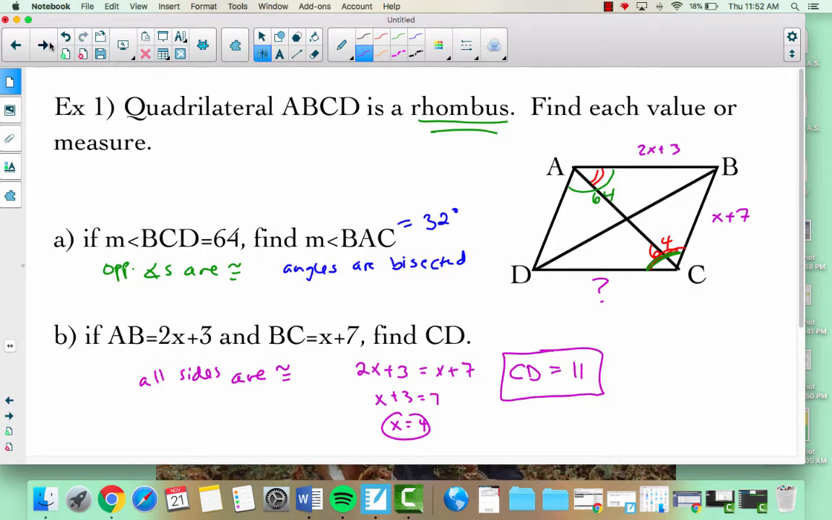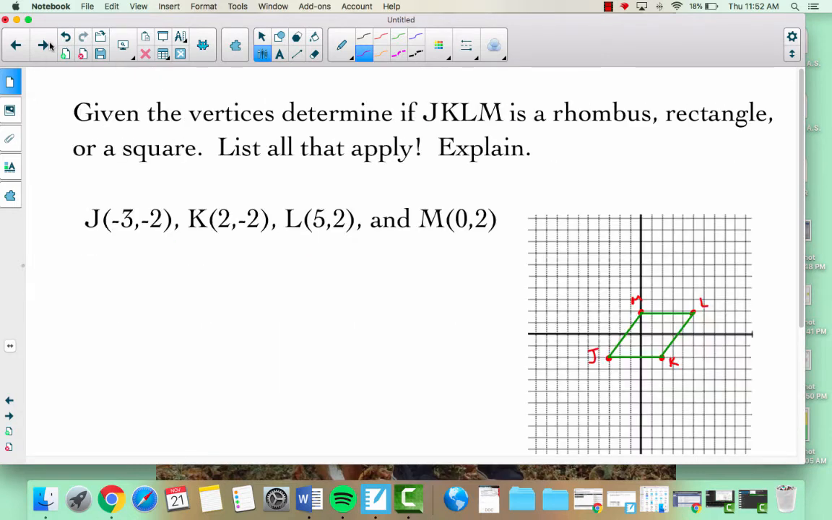Now the harder problems, I would say, would be ones like this, where it says determine if the shape is a rhombus, rectangle, or a square, and list all that apply and explain. So there's multiple parts to this problem. Just for time, I've gone ahead and plotted these points for you and drawn the parallelogram, and you need to determine which of the three apply here.